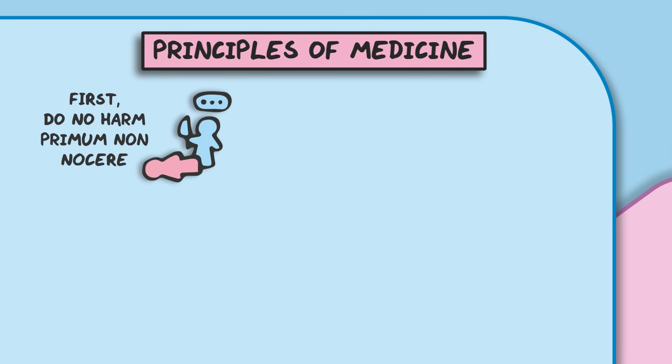First, do no harm, or the principle of non-malfeasance, which basically means don't do more harm than good. So, given an existing problem, it may be better to not use a treatment option or even not do anything rather than risking causing more harm than good.